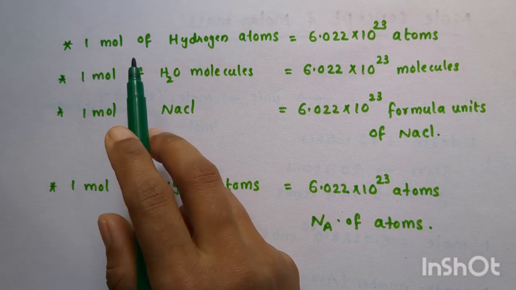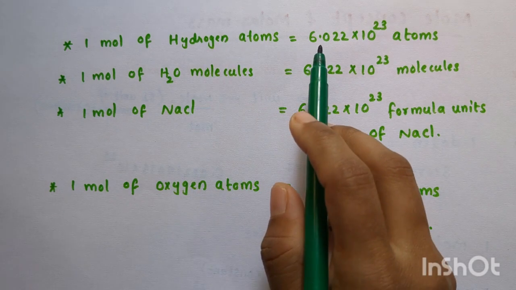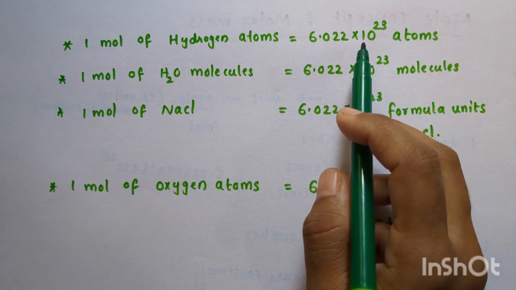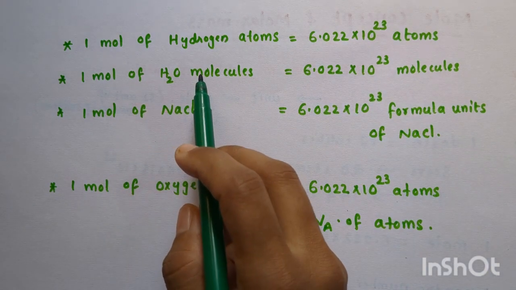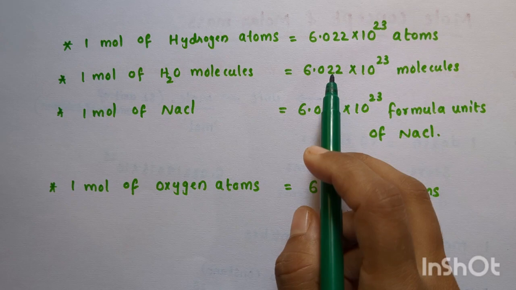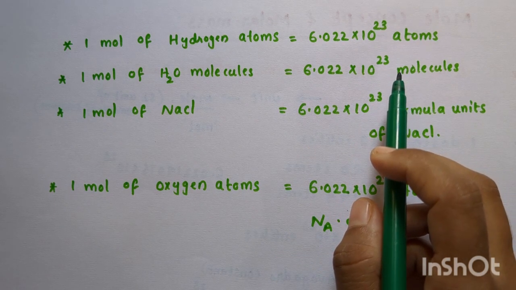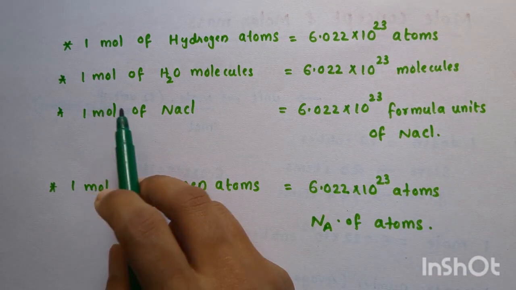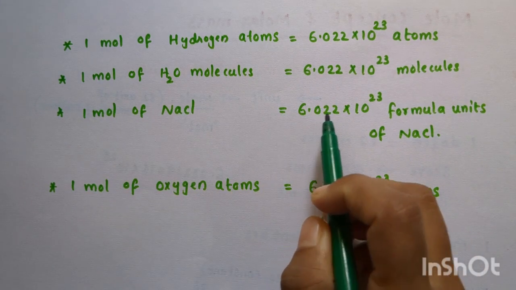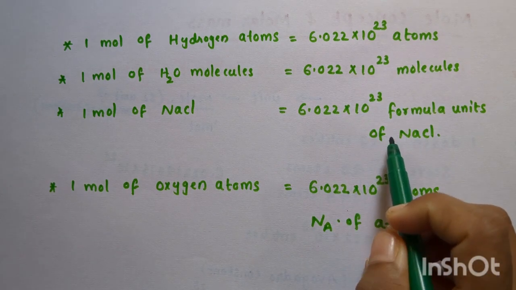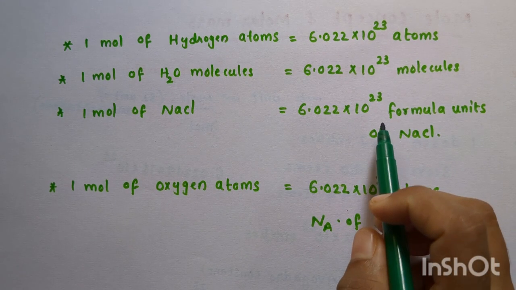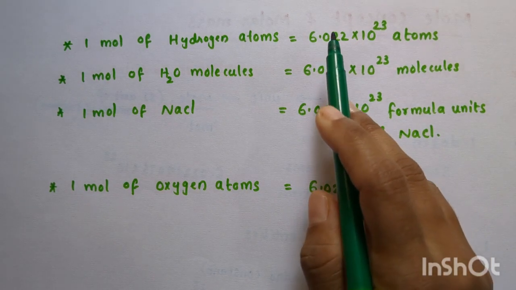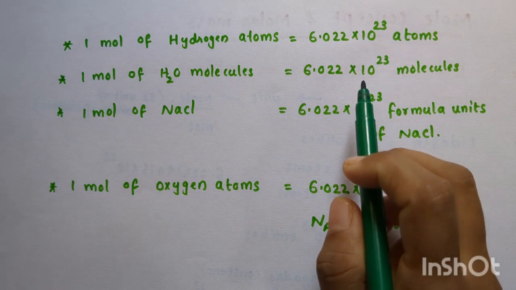If we consider 1 mole of hydrogen atoms, there will be 6.022 into 10 raised to 23 atoms. That is Avogadro number of hydrogen atoms. If we consider 1 mole of water molecules, there will be 6.022 into 10 raised to 23 molecules. That is, in 1 mole of water molecules, there will be Avogadro number of molecules. And in 1 mole of sodium chloride, there will be 6.022 into 10 raised to 23 formula units of sodium chloride. That is, 1 mole of a substance always contains the same number of entities, no matter what the substance may be.